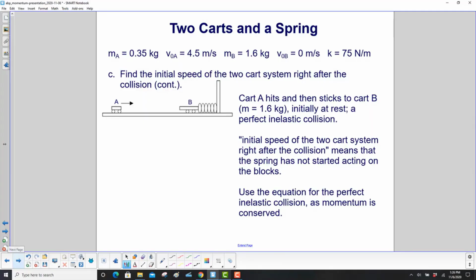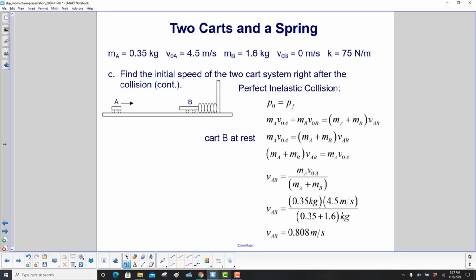Find the initial speed of the two-cart system right after the collision. So we have cart A striking and sticking to cart B. It's initially at rest. We have a perfectly inelastic collision. Why? Because it says it sticks to it. Initial speed of the two-cart system right after the collision means that the spring has not yet started acting on the blocks. So use the equation for the perfectly inelastic collision as momentum is conserved. There are no other external forces.